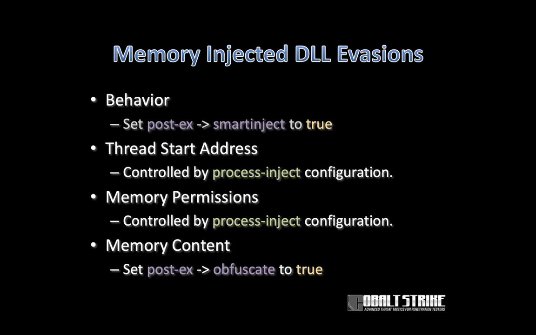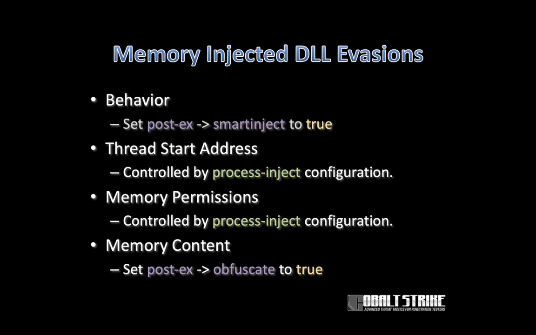And Smart Inject takes advantage of this detail. What it does is it has Beacon propagate the GetProcAddress and LoadLibrary pointers to its child DLLs when they are of the same architecture. And so that's how Cobalt Strike pushes back on that type of detection.